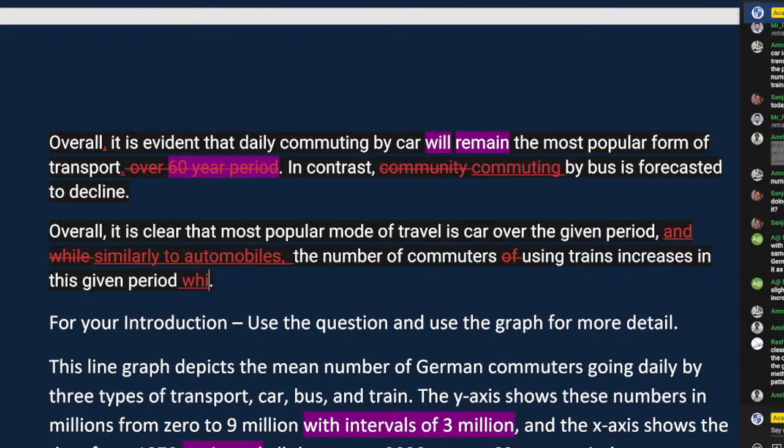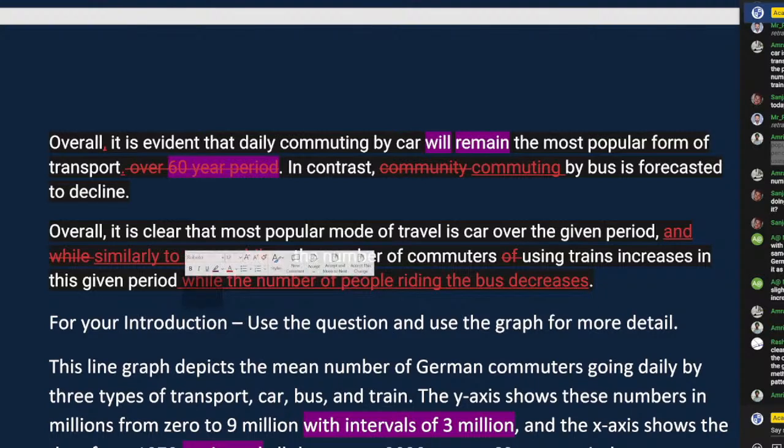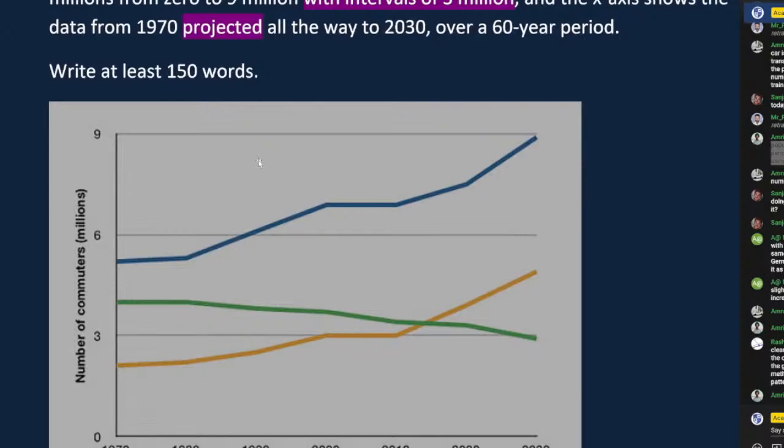And then here I would use opposition, Amrit, while the number of people riding the bus decreases. Okay. That's where you'd show opposition. So the biggest mistake here, Amrit, is using while incorrectly. You're showing opposition where there's actually a similarity. Okay, so be careful with that. Okay. All right.